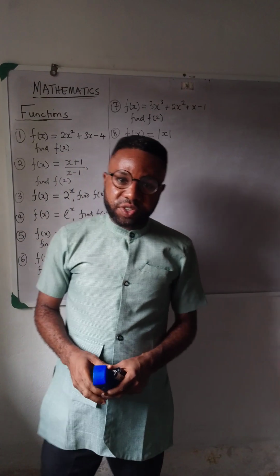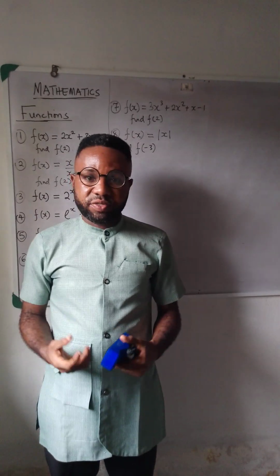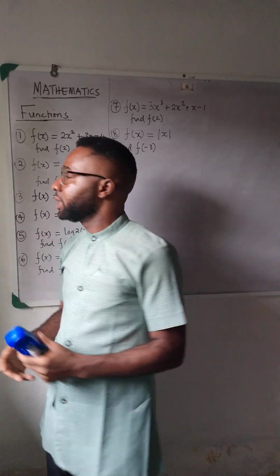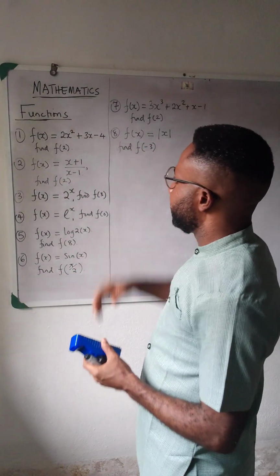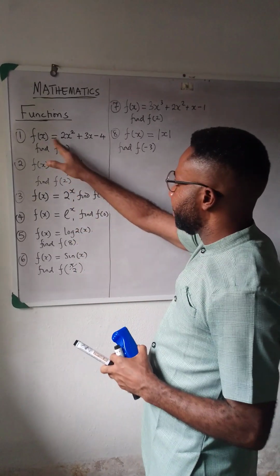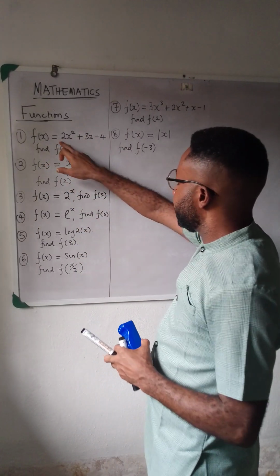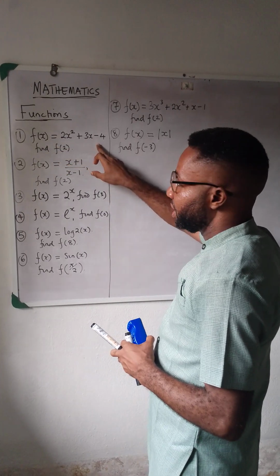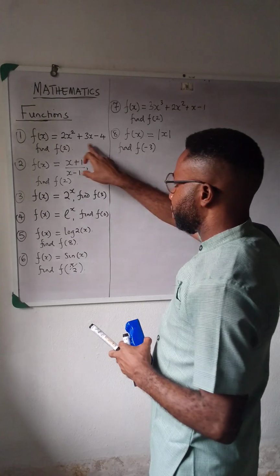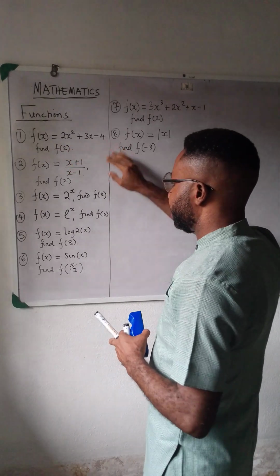Hello viewers, in this video I'm going to show you how to identify the type of function and then solve problems on it. Now if you look at this, we have question number 1, and f of x is equal to this. This is a quadratic function because x is raised to the power of 2. Of course, this is a quadratic equation.